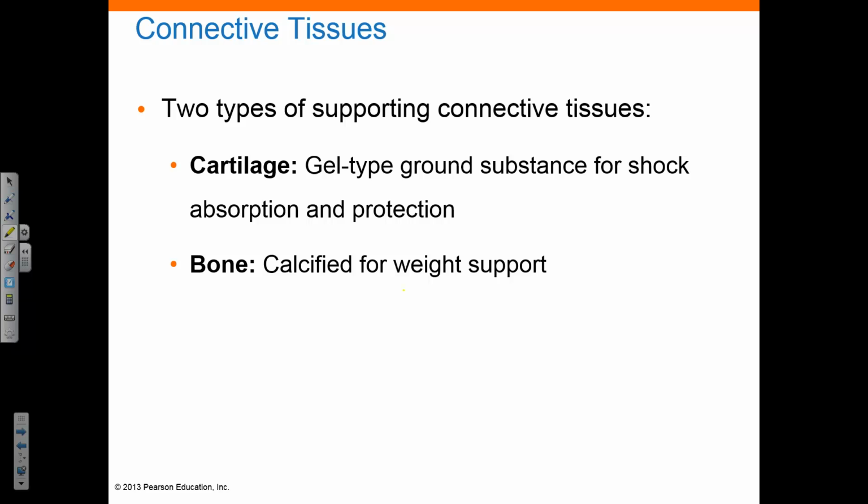There are two major types of supporting connective tissues, the cartilage and the bone. Cartilage has a gel-type ground substance that helps provide shock absorption and protection. Bone is more rigid due to calcium and mineral deposits present in the matrix. And this more rigid structure allows for the support of weight that bone provides.